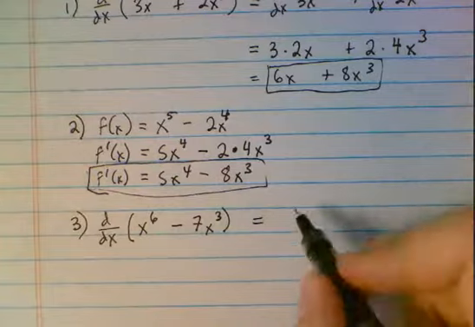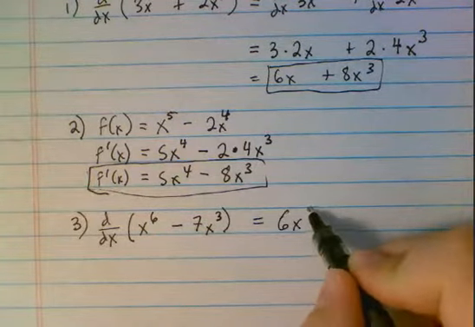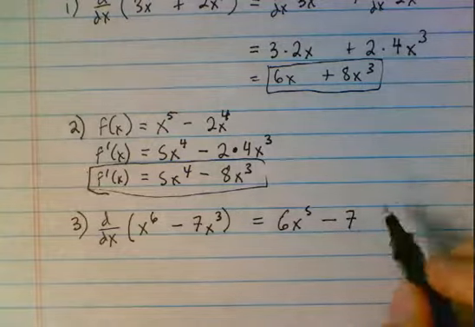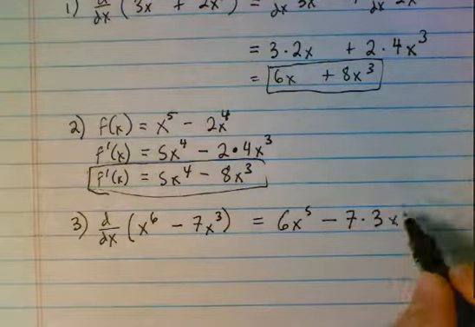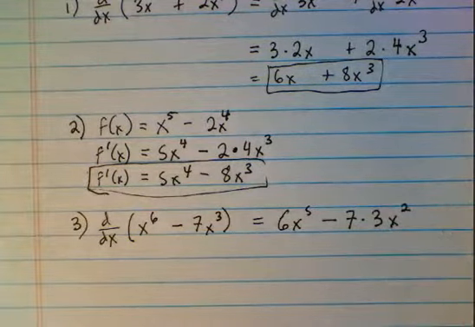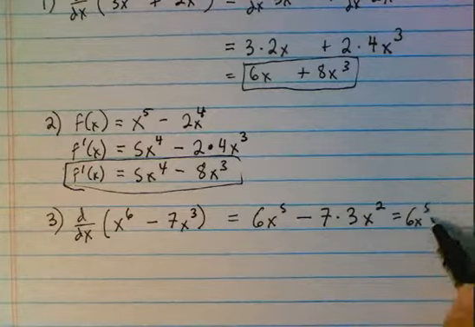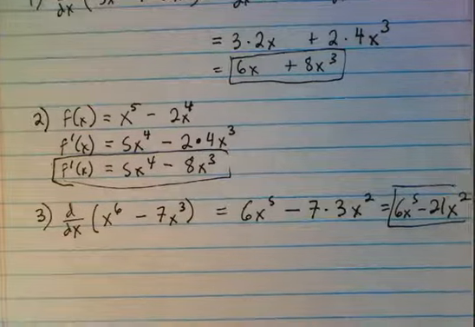Okay, we're just going to take the derivative separately. 6x, subtract 1 from the exponent. The 7 is along for the ride. We bring down the 3 and subtract 1 from the exponent. That gives us 6x to the 5th minus 21x squared.